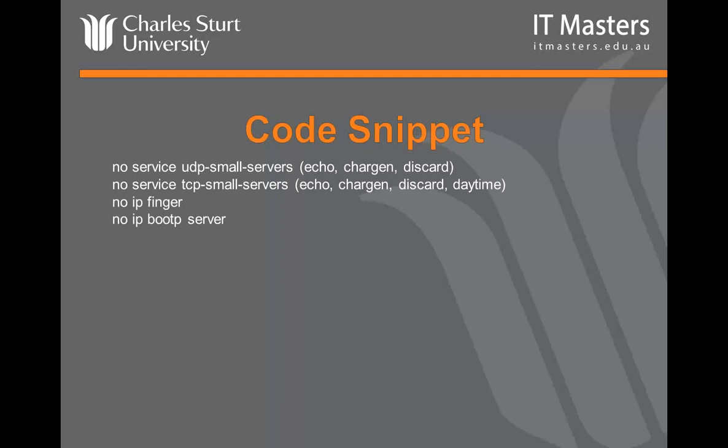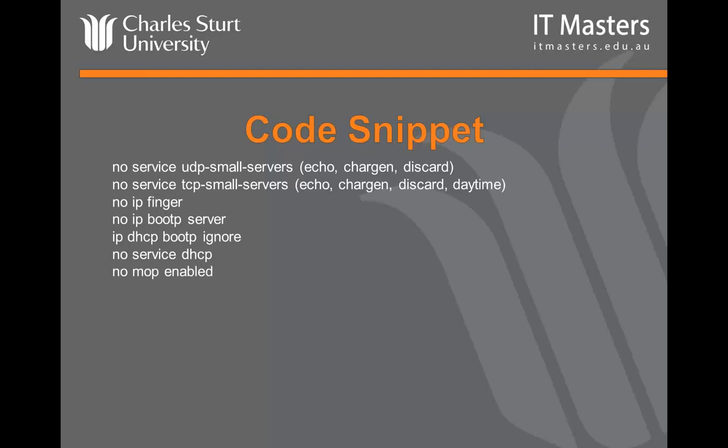Now IP bootp server. So these codes here, what we're looking at is actually code that, if you wanted to, you can cut and paste and put into a live IOS device and it'd work. DHCP bootp ignore. So we're not going to listen to any bootp or DHCP requests. We don't care. No service DHCP. We don't want to run DHCP services on our router.